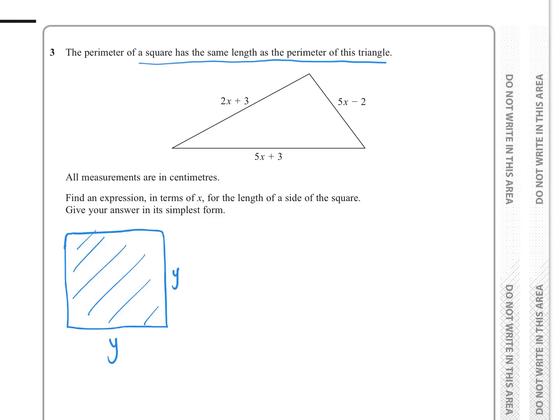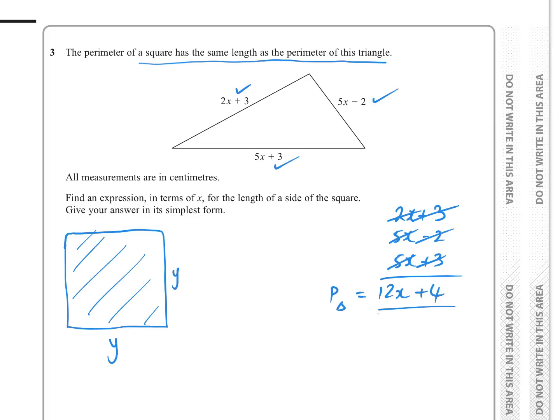Okay, so first of all, let's work out the perimeter of the triangle. So if we add up all the sides, so we've got 2x plus 3, 5x minus 2, and 5x plus 5x... well, we can see here we've got 5, 10, 12x, and then 3 and 3 is 6, take away 2 is 4. So we can see here that the perimeter of the triangle is 12x plus 4.